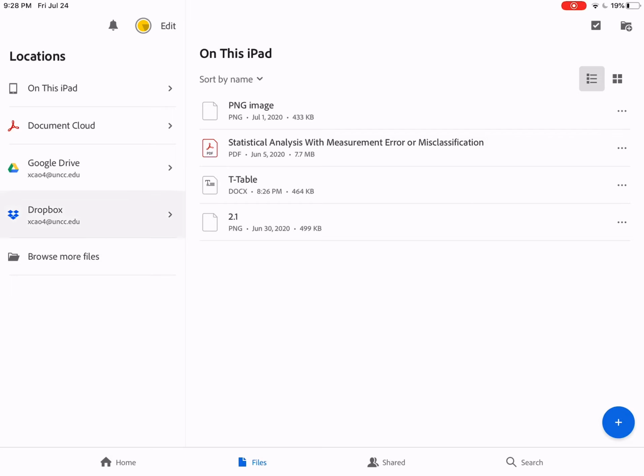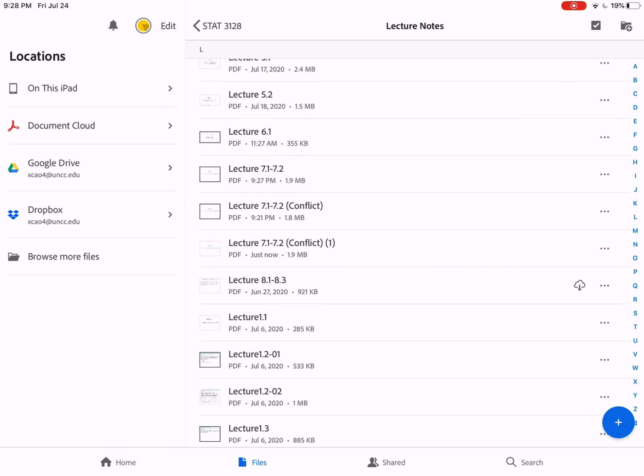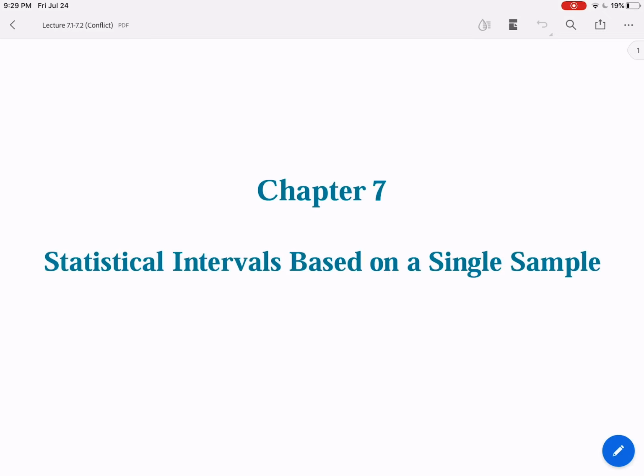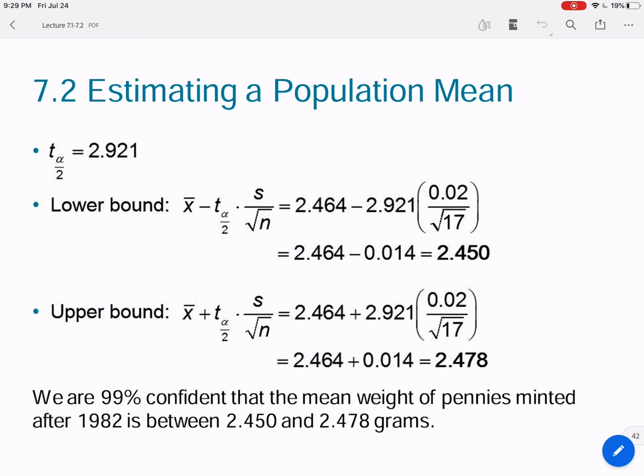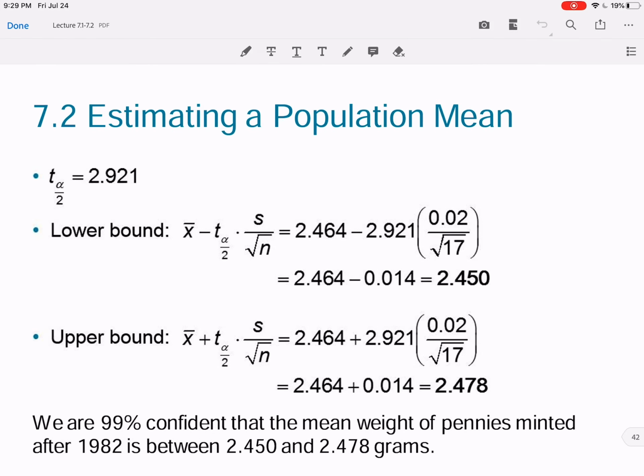Now let's get back to the slide, maybe this one? No, this one. Yeah, there it is. Now we have the t-value is 2.921. That's what we get from the t-table, and we know x bar is 2.464, right? That's what we get from the very beginning of the slide of this section.